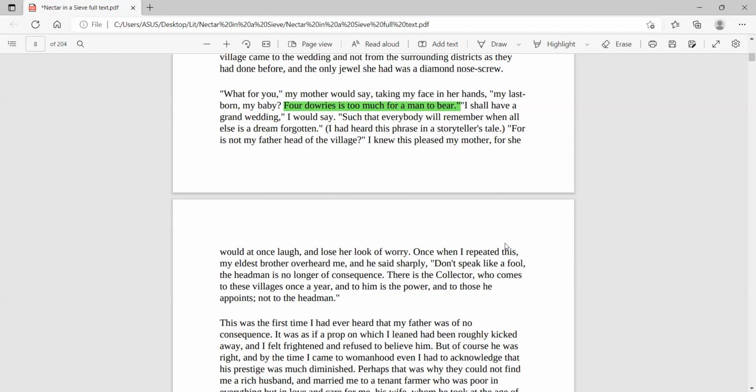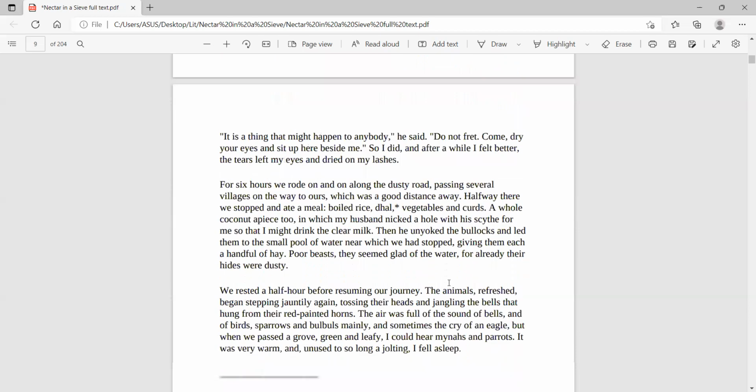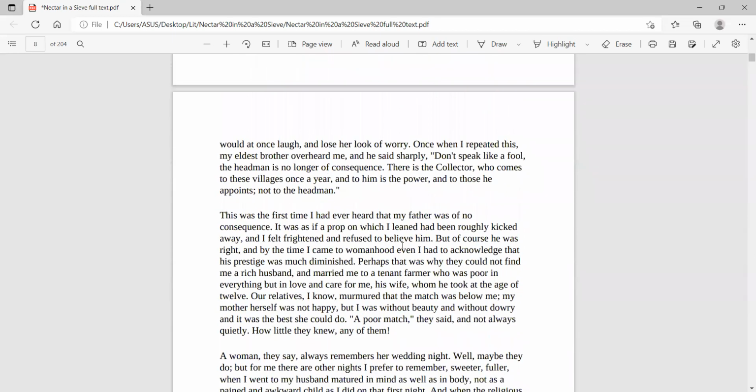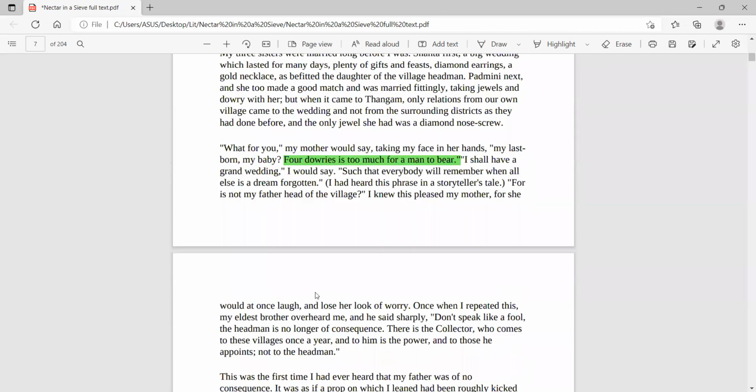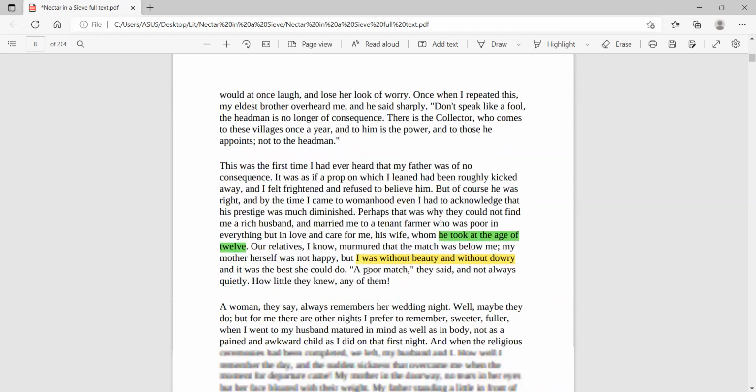And even the prerequisites of marriage, where was that? Here: I was without beauty and without dowry. And it was the best she could do. So that also shows Indianness. And even the child marriage, this part, whom he took at the age of 12, this shows child marriage, so that's also Indianness.